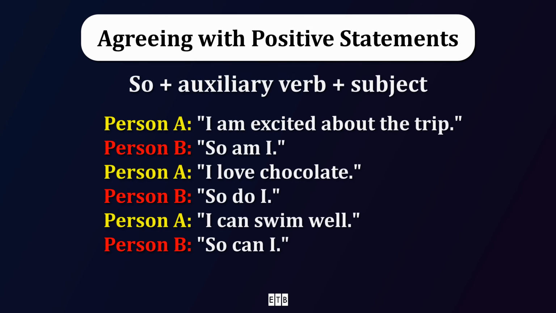When someone says a positive statement and you want to agree, you can use so. The structure is so plus auxiliary verb plus subject. When we use so in this way, we invert the auxiliary verb and subject, and we do not repeat the main verb. When there isn't an auxiliary or modal verb in the first sentence, we use do or does in the present and did in the past.